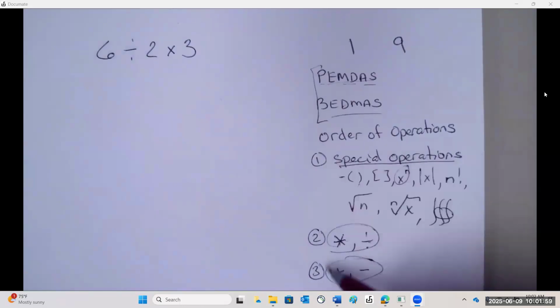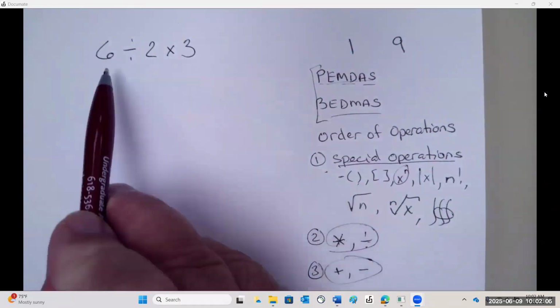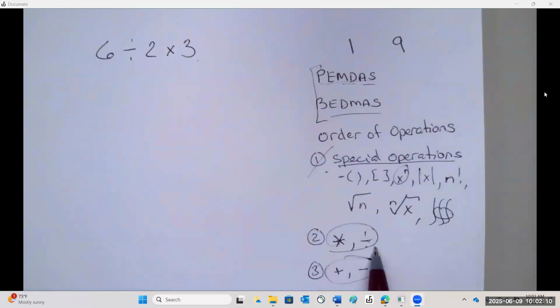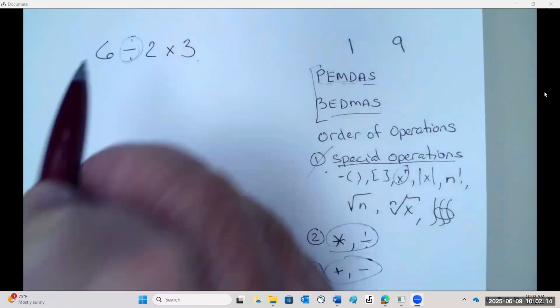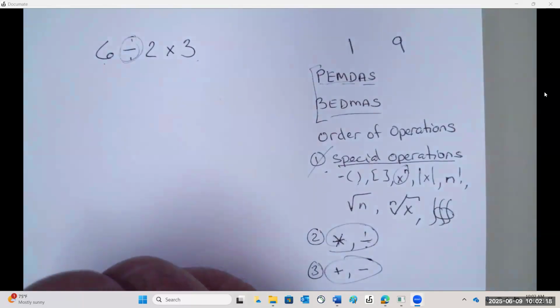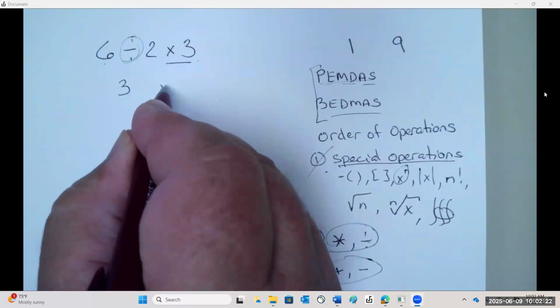So we have 3 things to worry about for order of operations. Looking at this, are there any special operations? Reading left to right? No. So that's done. Are there any multiplication or division, left to right? Here's a division, so we do that first. What is 6 divided by 2? And then bring this down.